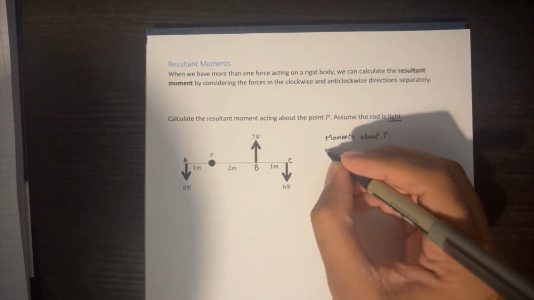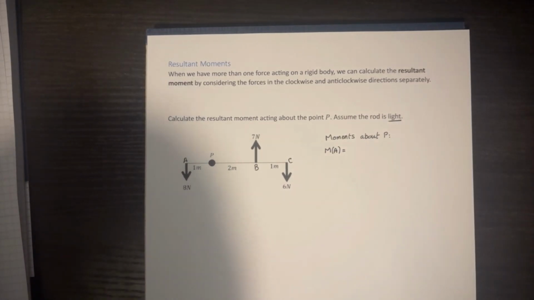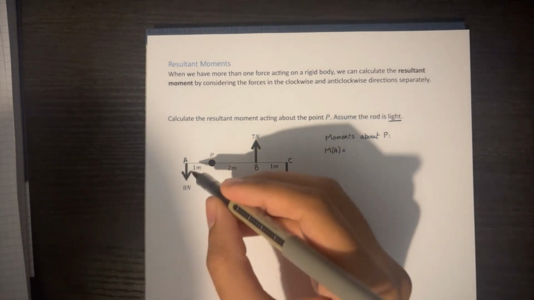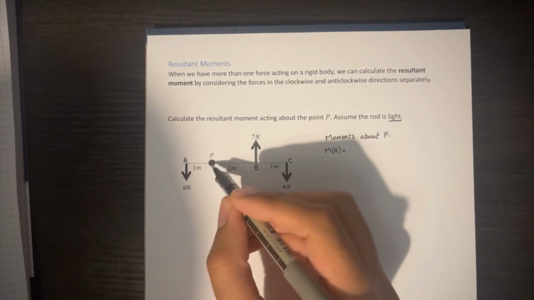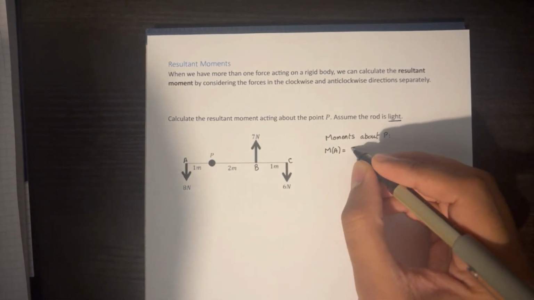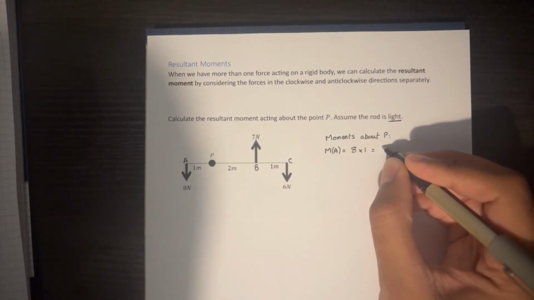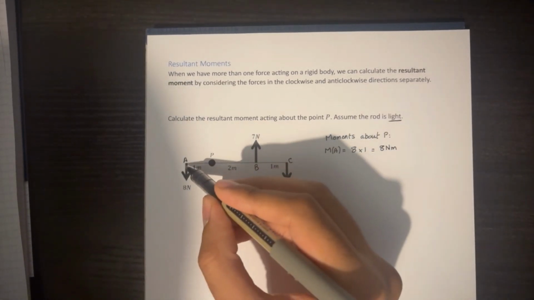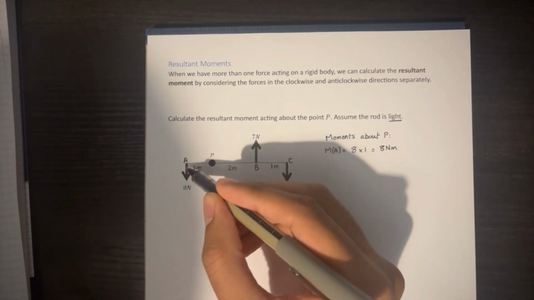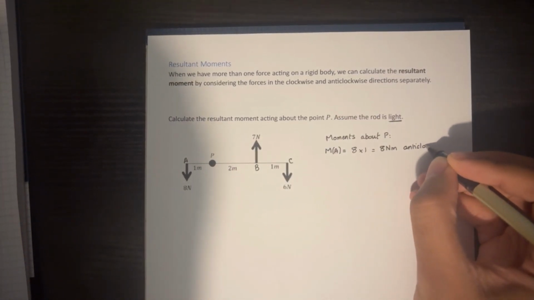So the moment of A, well, from what we looked at before, that was the force times the distance, as long as the force was acting perpendicular, which these all are. So the force is 8 and the distance is 1. So that would be 8 times 1, which gives us 8 Newton meters. And if this was the only force acting, that would cause our rod to turn anti-clockwise.